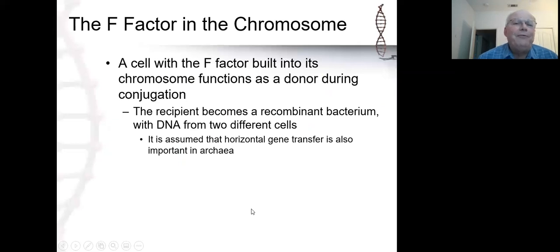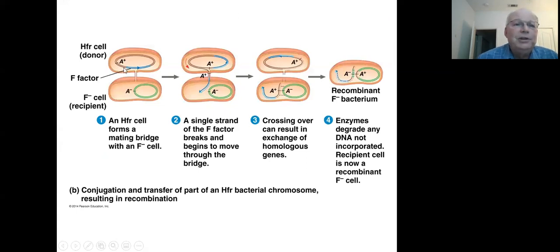If the F factor is in the genome, now you have the potential for genomic transfer, and now you get horizontal gene transfer because you're actually transferring genomic DNA between two bacteria. So here you see the F factor sitting in the genome of the donor cell. Here is our F minus cell. The transfer has to be to an F minus cell, because if it's an F plus cell, both cells are going to want to form the F plasmid and transfer DNA. So the transfer is always from an F plus to an F minus cell. I should have pointed that out earlier.